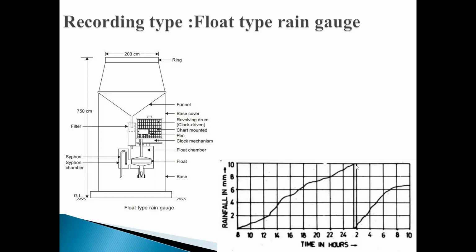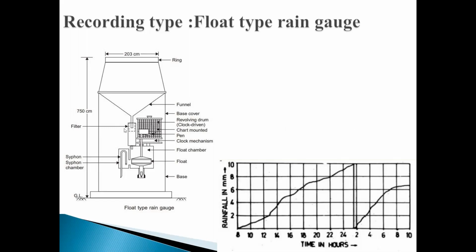You can see the graph here. By this graph, we can calculate the depth of rainfall during any interval of the day, and also we can calculate the intensity of rainfall. So in case of a self-recording type of rain gauge, you have a dual advantage. You can calculate the depth of rainfall as well as the intensity of rainfall in any particular interval of the day.